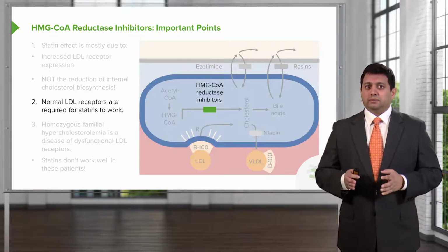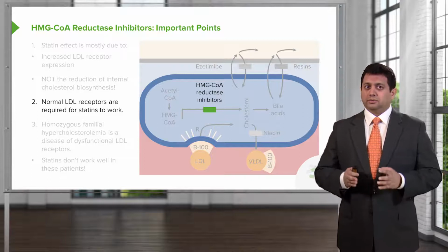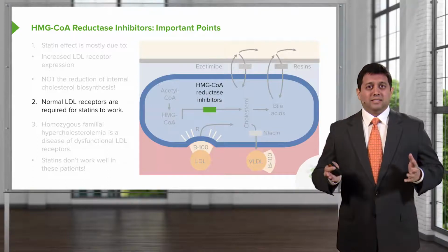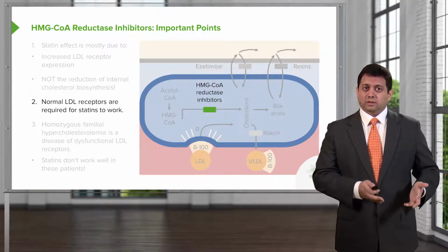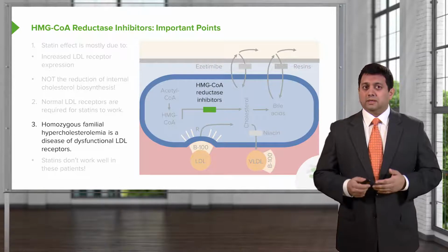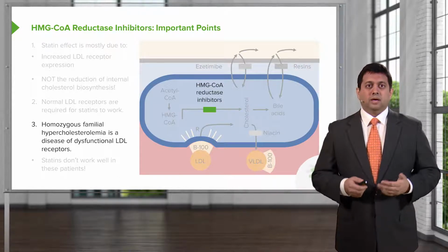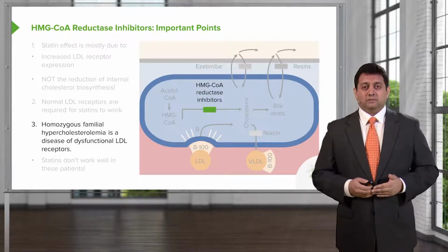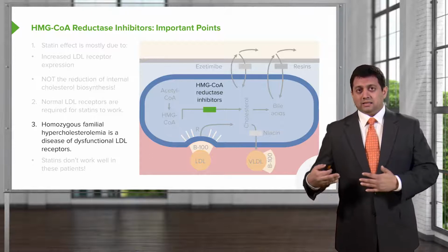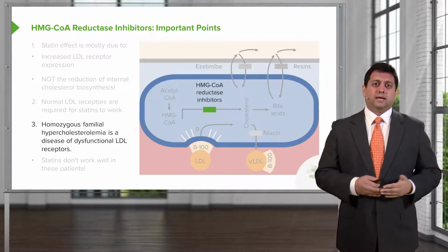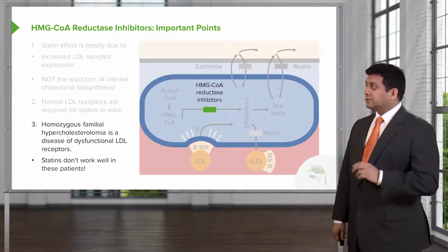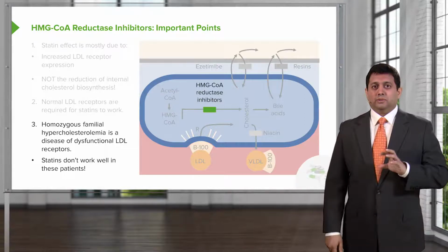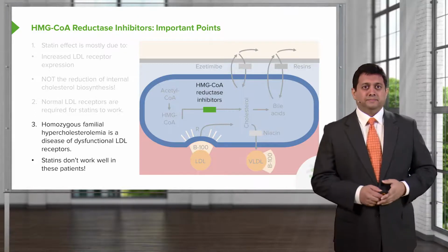Normal LDL receptors are required for statins to work. So if you have a theoretical disease where the LDL receptor is defective, the statin's not going to work. And that's what happens with some types of homozygous familial hypercholesterolemia, because it is often a disease of dysfunctional LDL receptors. And so we see that in this specific disease, the statins don't work that well. So that's why it's important to understand why it's working, as opposed to just the mechanism itself.